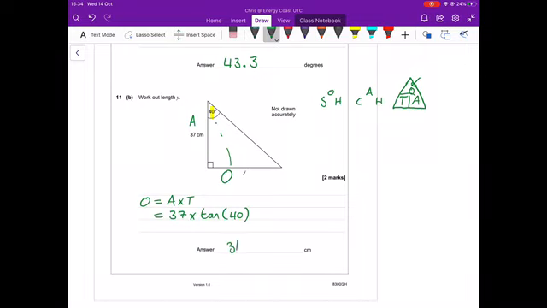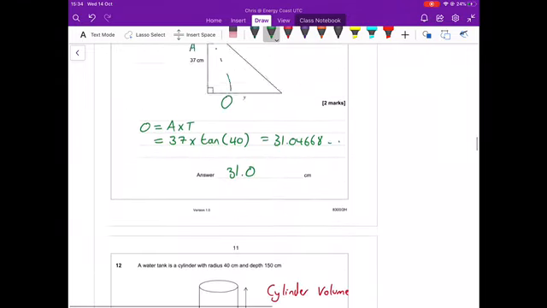Which gives you 31.0. This is what it gives you, 31.04668, blah, blah, blah, okay? You might want to write that whole thing. I'm just going to write 31.0 because that's what it would be to one decimal place, and that's how I did the other one, okay? If it doesn't ask you, just do it to something sensible, like one decimal place is absolutely fine, okay?